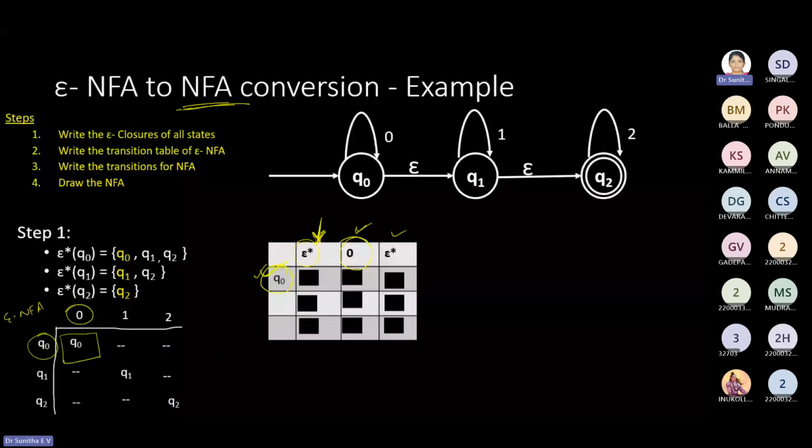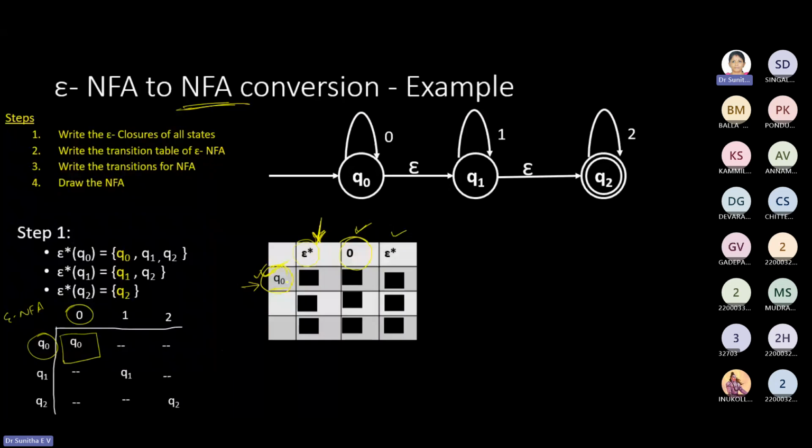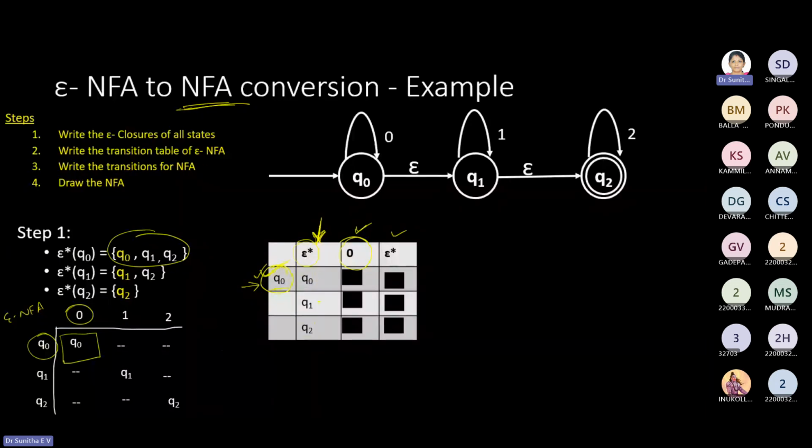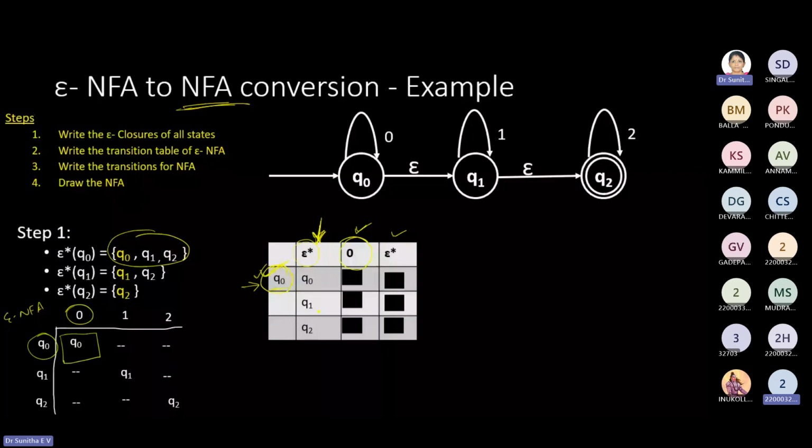The epsilon closure of that state has to be written in the first column. So here the first state is Q0, and we are going to write the epsilon closures of Q0 in the first column. The epsilon closure of Q0 includes these three states, Q0, Q1 and Q2. So in the first column, we are writing those three, Q0, Q1, Q2.